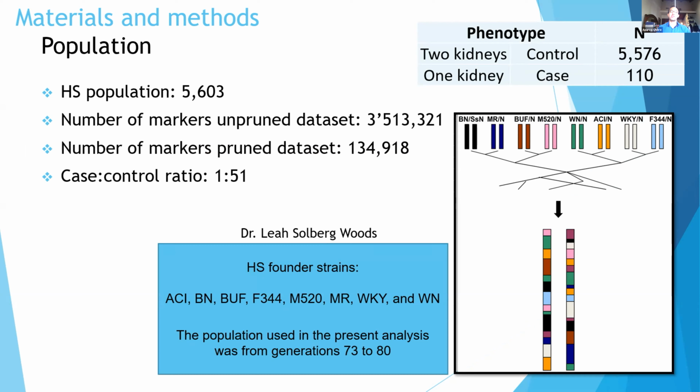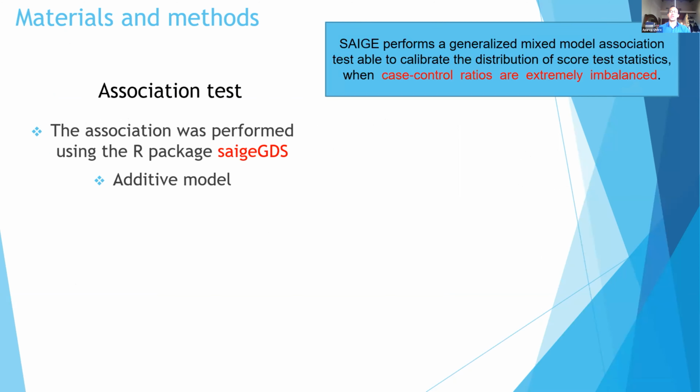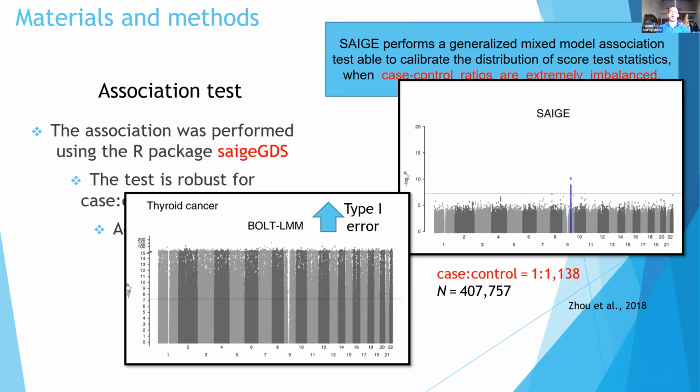You are already familiar with the HS population, so I'm only going to talk again about the ACI strain. For the association test, we used the R package SAGE-GDS, applying an additive model. This package is able to control case-control ratio when it's extremely imbalanced, and it applies a generalized mixed model association. Here you have a comparison using the standard linear mixed model and SAGE.